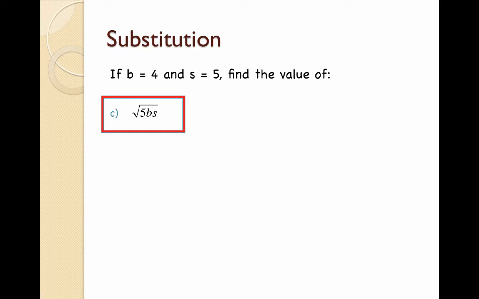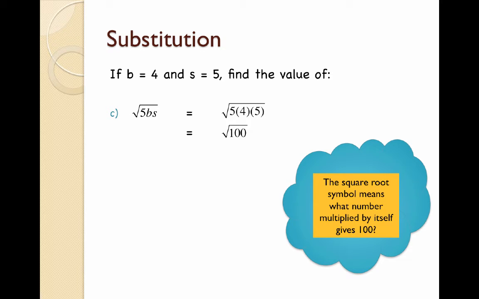In our third example, we're taking a look at what happens when we have a square root. With a square root of 5BS, B is still 4 and S is 5. So when I do my substitution, I write the square root symbol, followed by the 5, and then inside the brackets I have 4 and 5 next to each other. That means that I'm going to multiply the 5, the 4, and the other 5 together first, and that gives me 100, and then I need to square root my answer. Now square root means to take a number, what number multiplied by itself will give me 100. And you might think about that for a minute. The answer is going to be 10. So the square root of 5BS is going to be 10.